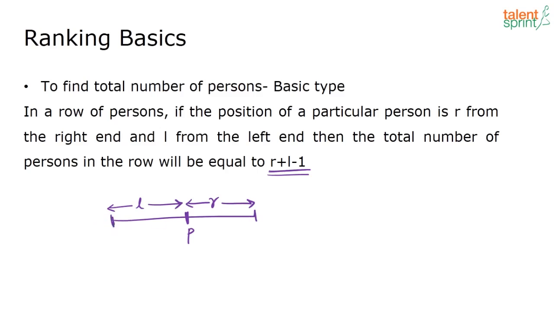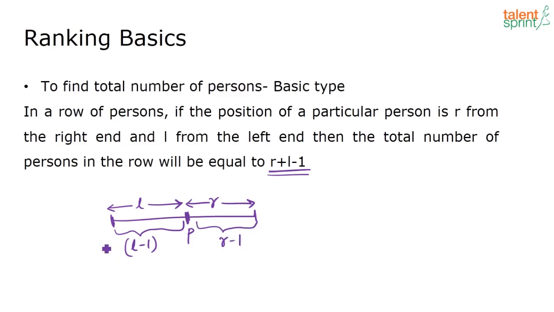Now see, there is a group of people standing. I don't know how many of them there are, we have to find out. Now there is a person P, from the left end of the queue his position is L. So how many people are standing before him on the left hand side? There are L minus 1 people on his left hand side. Then his position from the right is given as R. So how many people are there after him on the right side? There are R minus 1 people, because he is the Rth person.